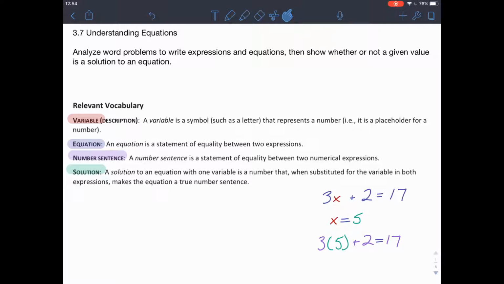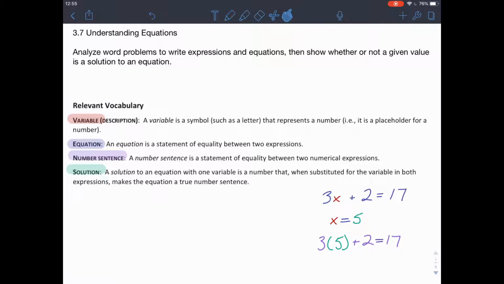And Standard 7.EE.B.4, use variables to represent quantities in the real world or mathematical problems and construct simple equations and inequalities to solve problems by reasoning about the quantities. Before we begin, let's review some relevant vocabulary.